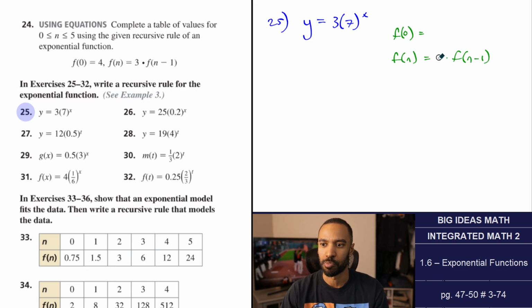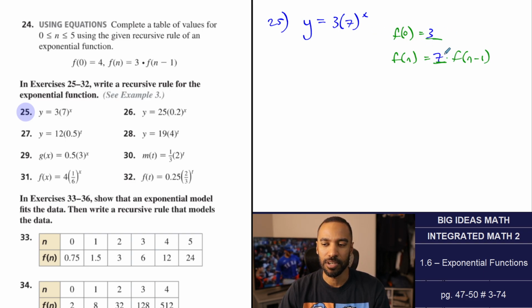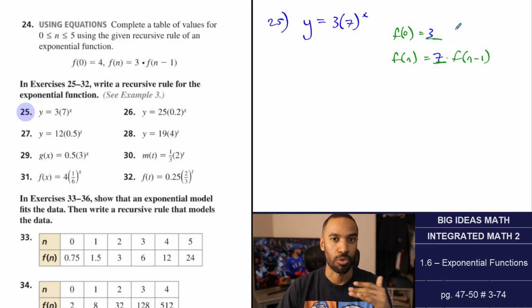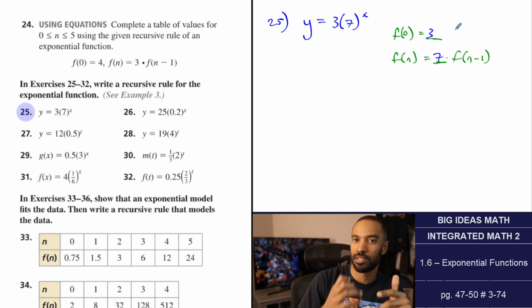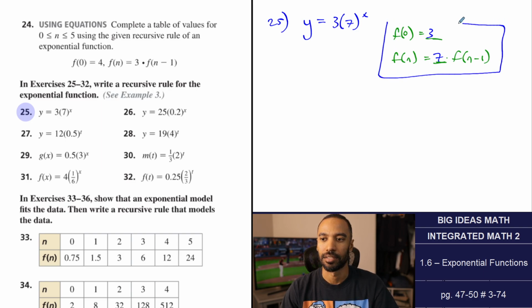So instead of a blank, let's just put a line here, an underscore. We're trying to figure out those two numbers. The 3 is the initial value, because when you plug in 0 for x, or n in some cases, you get 3 out. And the rule is multiplying by 7 each time from one value to the next. 3 times 7, 21 times 7, that number times 7, and it goes forward. And that's the rule.